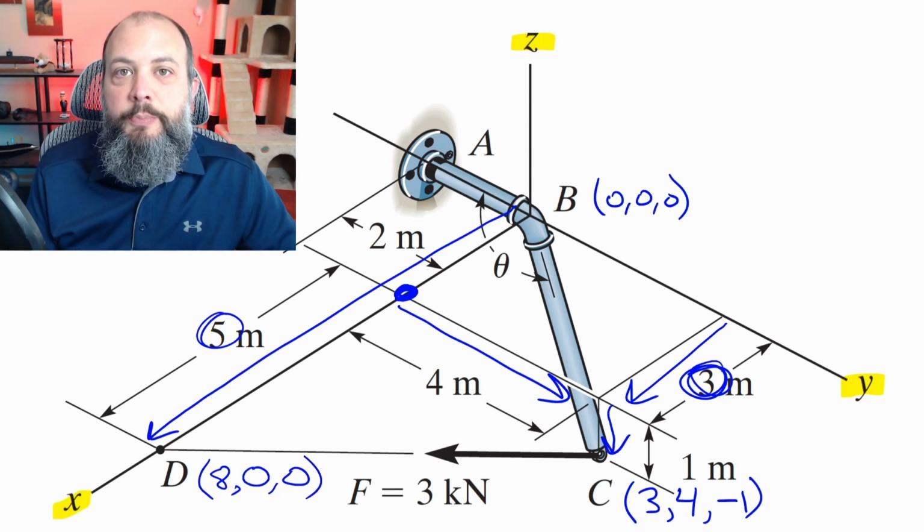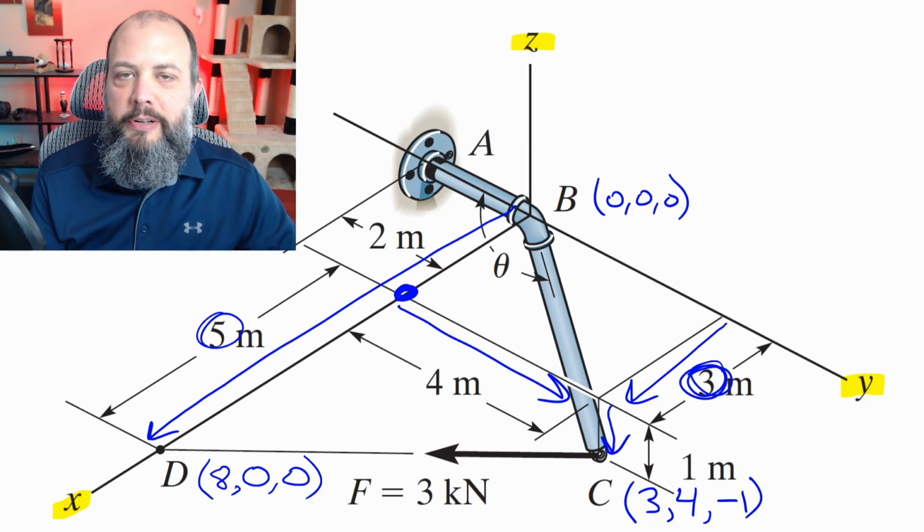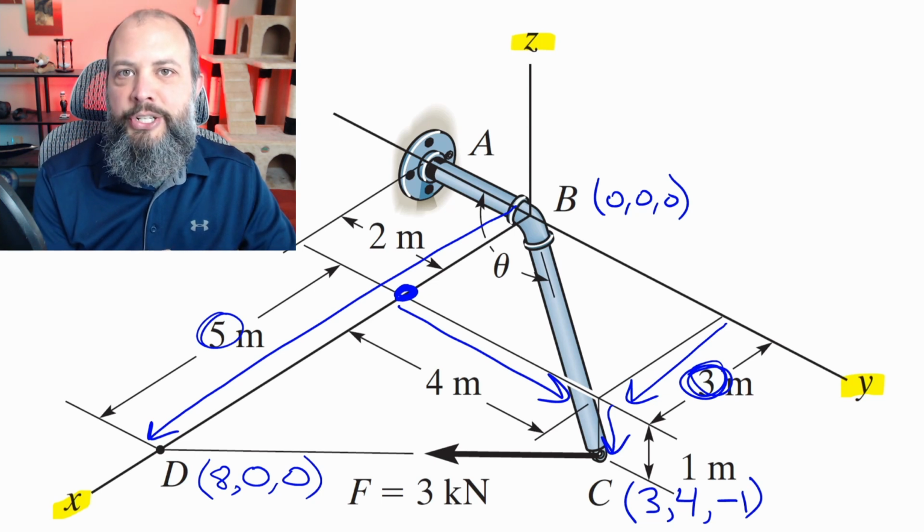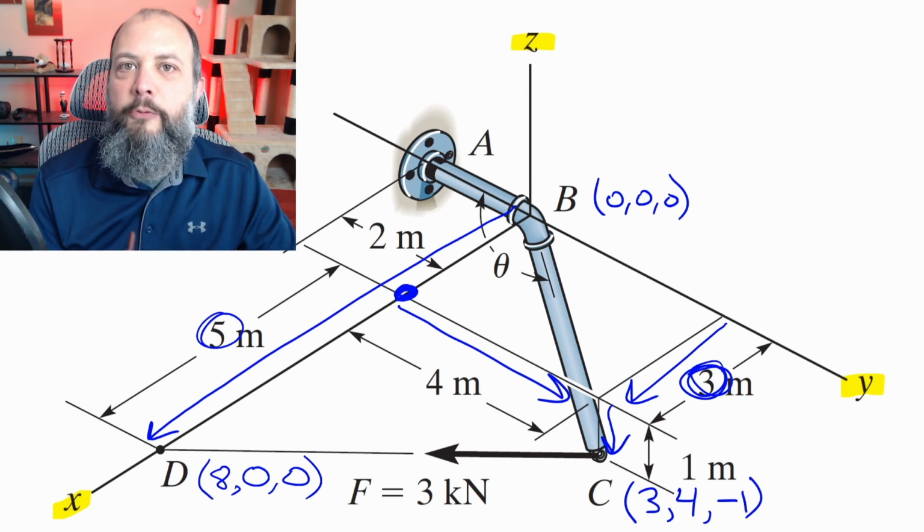So the next step for this problem is going to be to use these XYZ coordinates for each point in order to find the unit vector pointing from B to C, which is the direction of the pipe, and then from C to D, which is the direction of the force. And remember, a unit vector is a position vector divided by the magnitude or the length of that distance. So a unit vector points in the correct direction, but only has a length of 1.